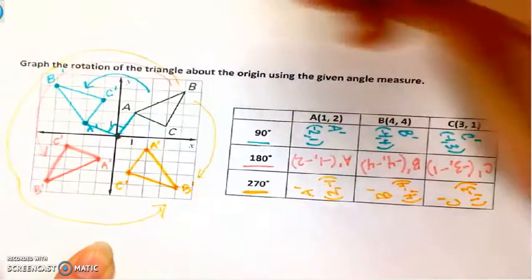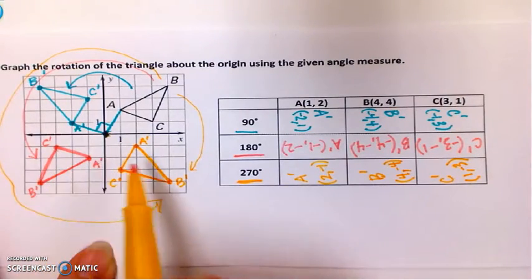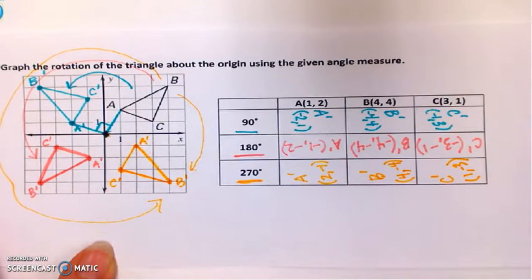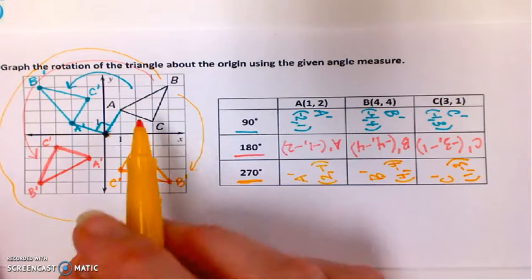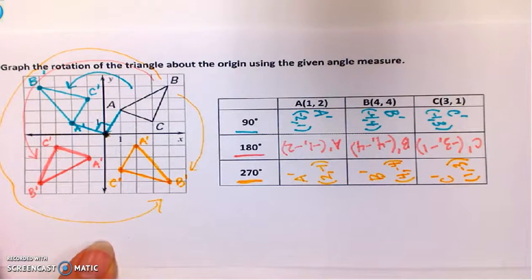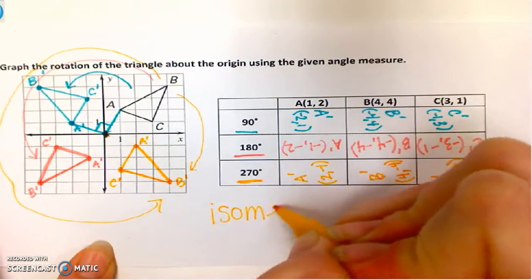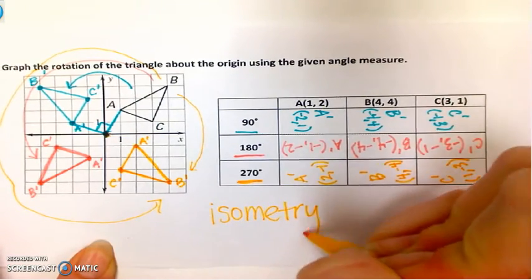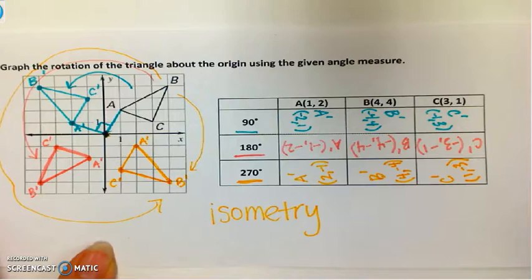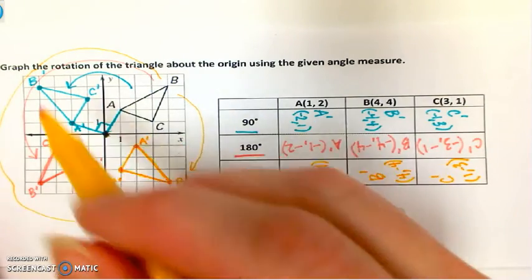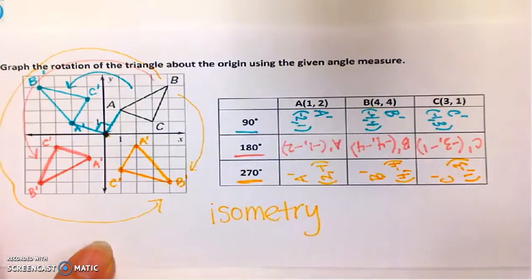Did you notice that all of these image triangles are congruent to the original? And what does that mean? It means that a rotation is, and what's the word? Isometry. Rotations are isometries because the new image is congruent to the original.